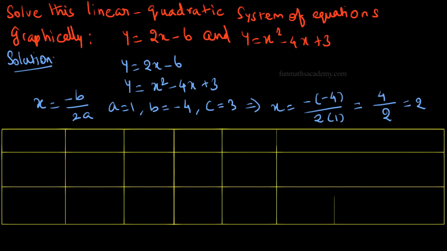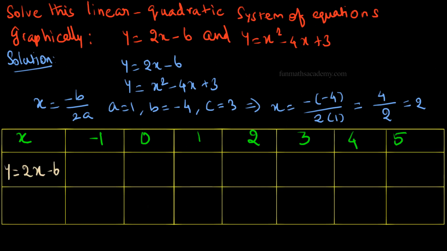When we jot it down in the table, we shall keep this as the central value and we can assume 1, 0 and minus 1 on the left hand side and 3, 4 and 5 on the right hand side of 2. To plot a linear equation, it is not necessary to find all the points. Rather, we need to only find 2 points to draw a line. So we are going to find the value of y for only the first and the last point.